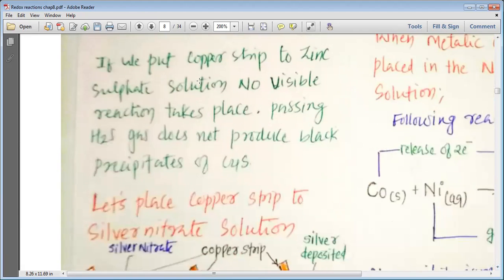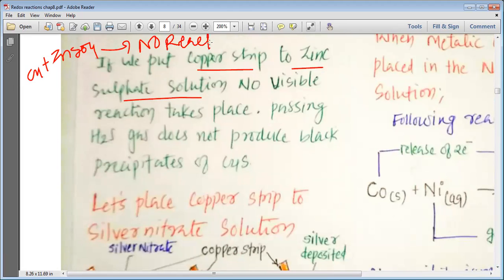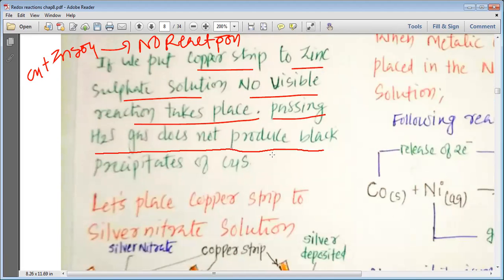But now if you put the copper strip into the zinc sulfate solution, if we take Cu and ZnSO4, then there will be no reaction, my dear students. No visible reaction takes place. Even passing the H2S gas does not produce black precipitates of CuS. So when the copper strip is put into the zinc sulfate solution, comparing the ability to release electrons, zinc has more ability, and that is why copper does not release electrons in the presence of zinc.